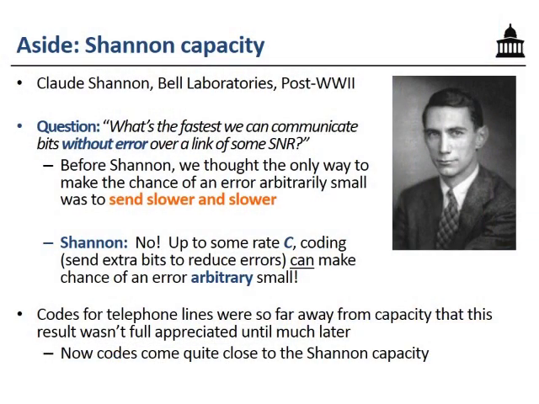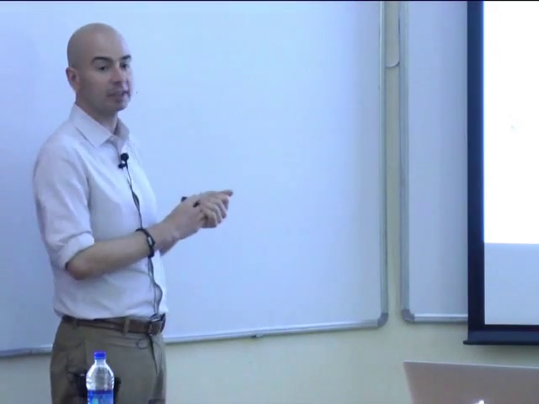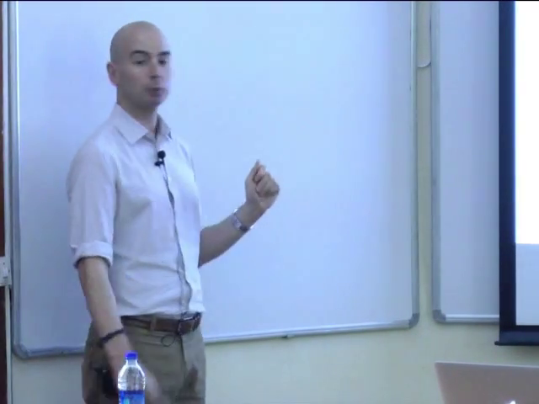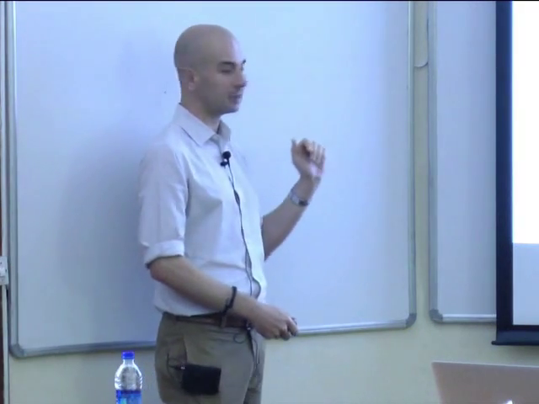Okay, so performance. So an aside about Shannon capacity. And some of this will be review for some of you, but let me say it anyway. So here's Shannon, and this was at Bell Labs just post World War II. And the question that they were thinking about back then was, what's the fastest that they can communicate bits without error over a link with some SNR? And before Shannon came along, we thought that the fastest way to do that was to send slower and slower. But what Shannon said was, no, up to some rate, we can add coding, we can do the right coding, and make the chance of error arbitrarily small. So this is the Shannon rate C that we talk about.